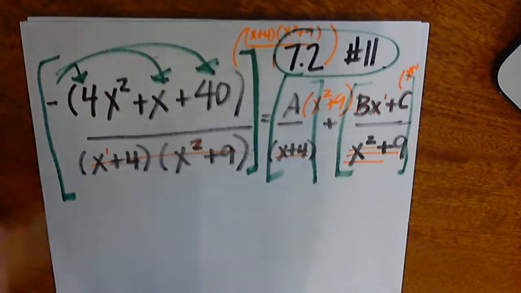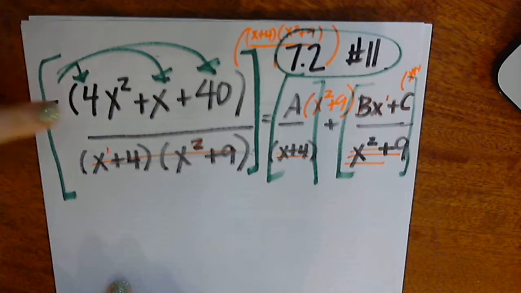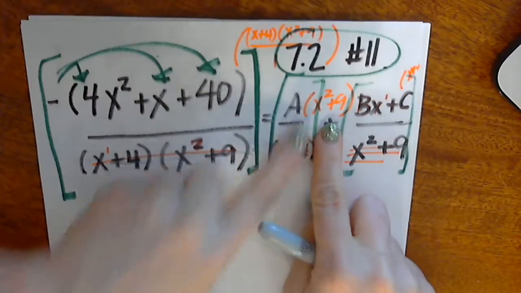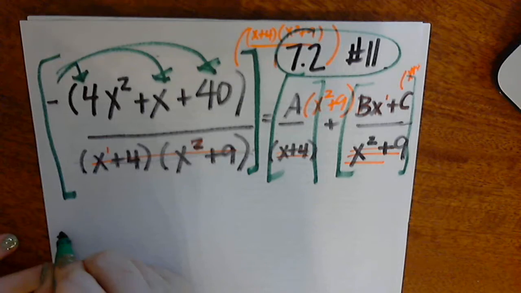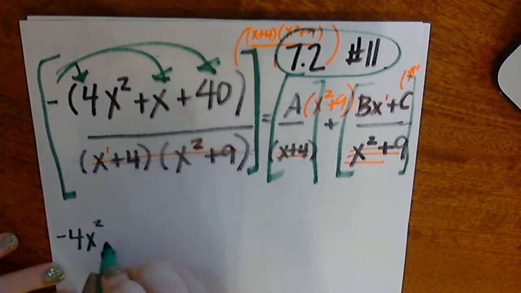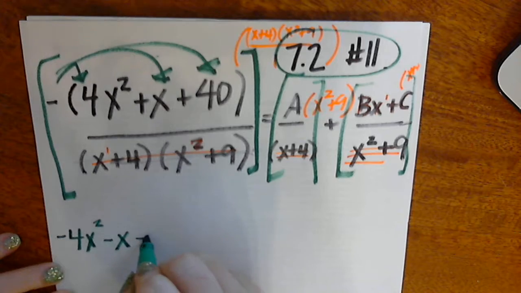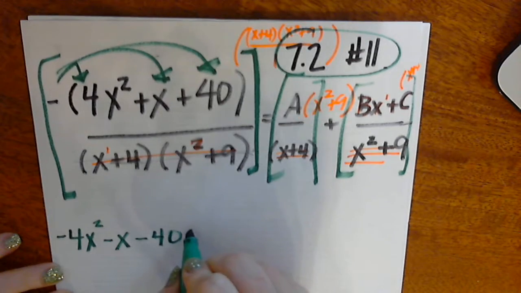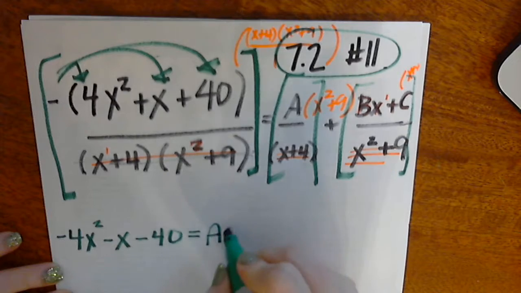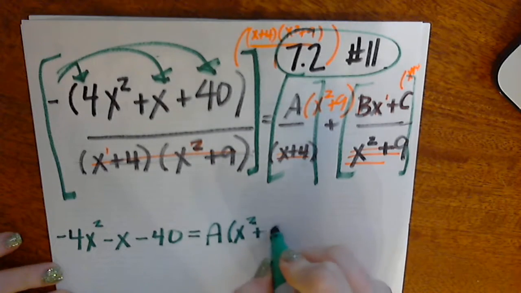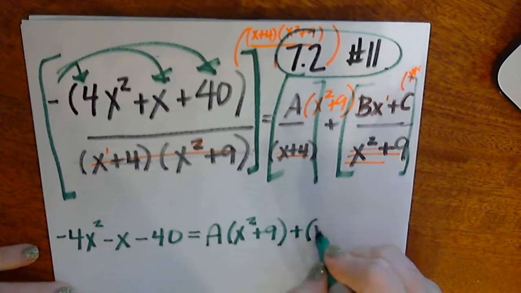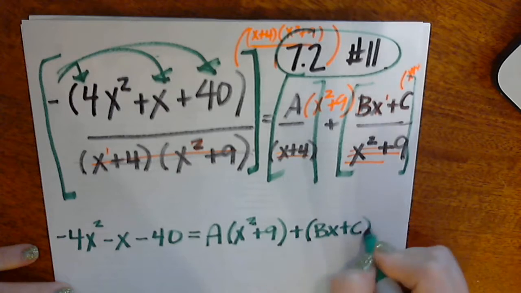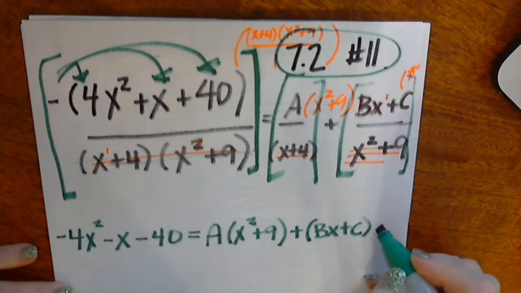So when we rewrite this, I'm distributing the negative, and I'm writing it with no longer having a denominator. We get a negative 4x squared minus x minus 40 equals A times x squared plus 9 plus Bx plus C times x plus 4.